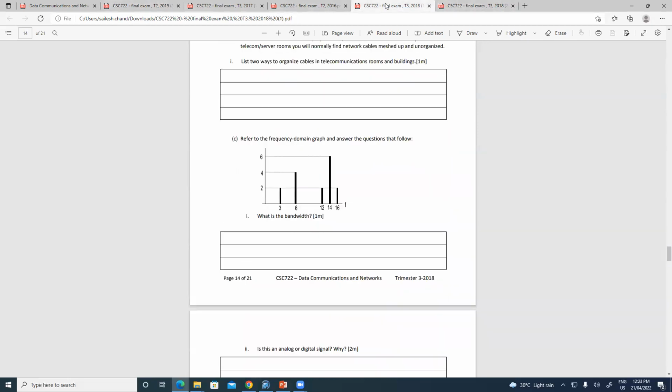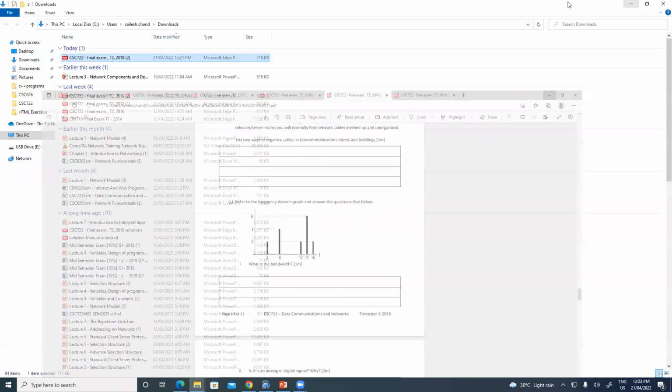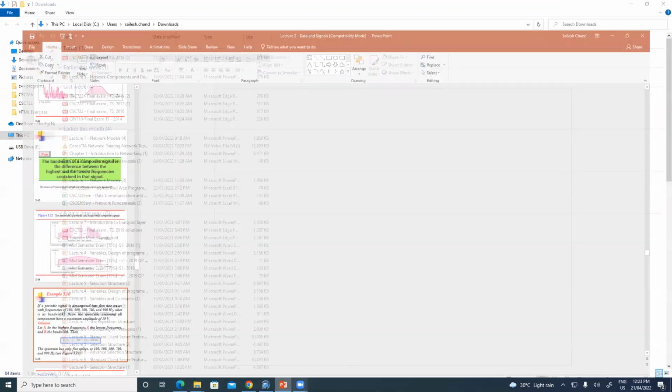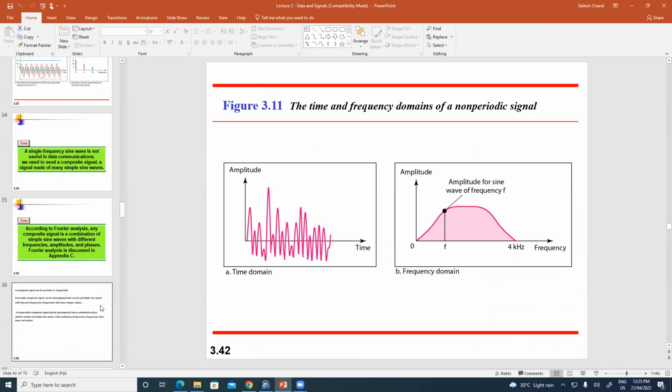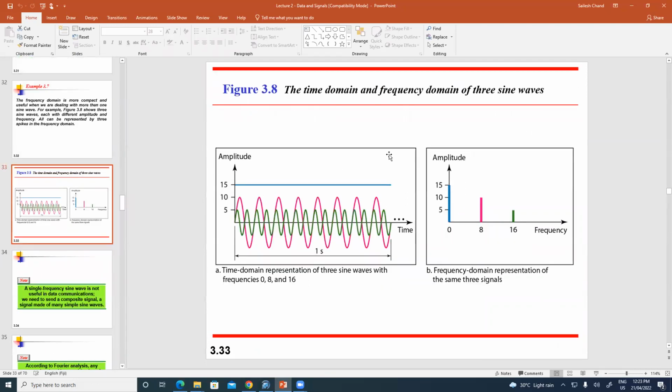Sometimes you may also get a question to convert the time domain plot into the frequency domain plot. So that is like this can be given and you are asked to draw this, right? So by looking at the frequency, you should be able to draw the frequency domain plot, okay?